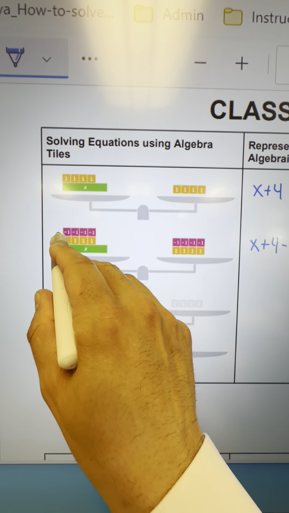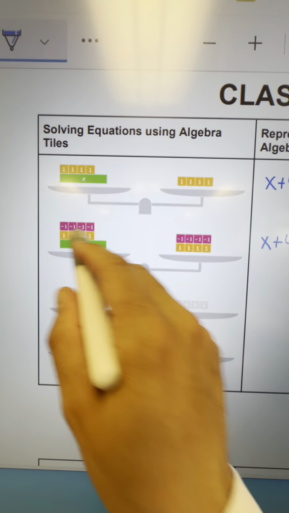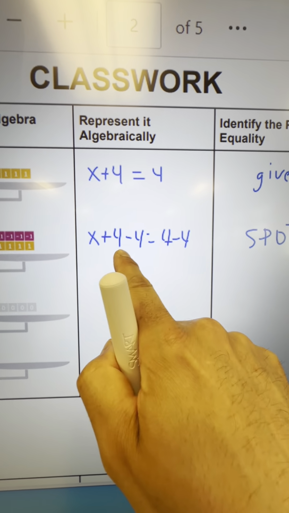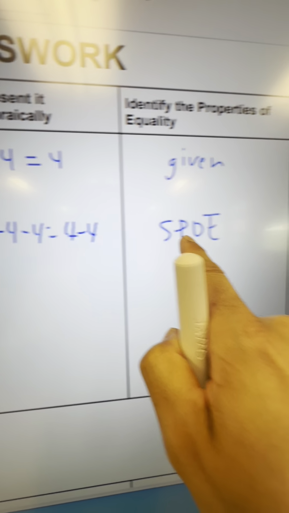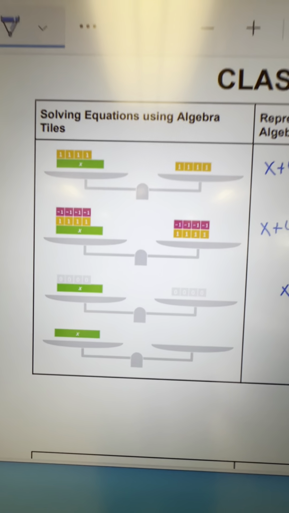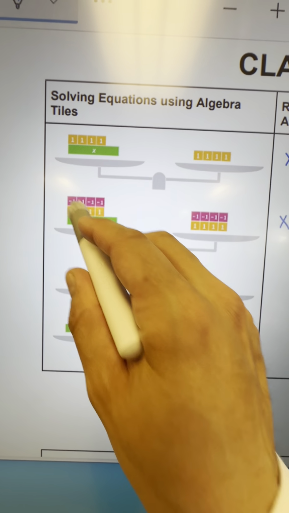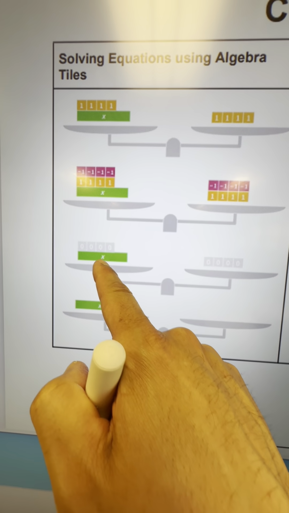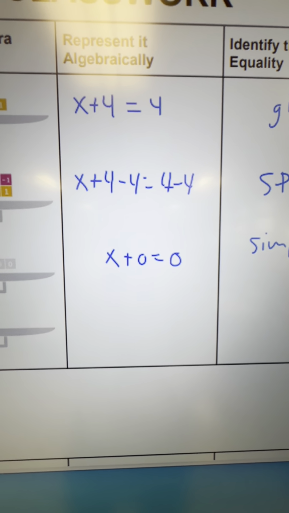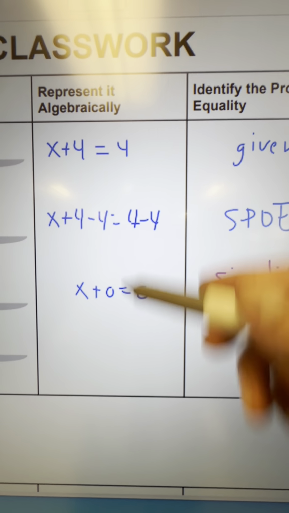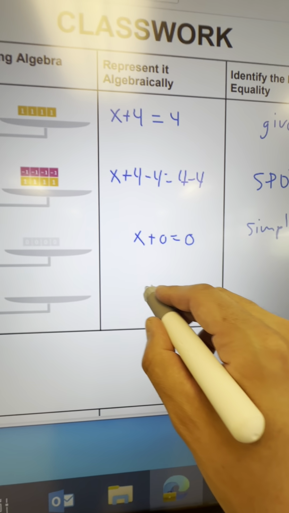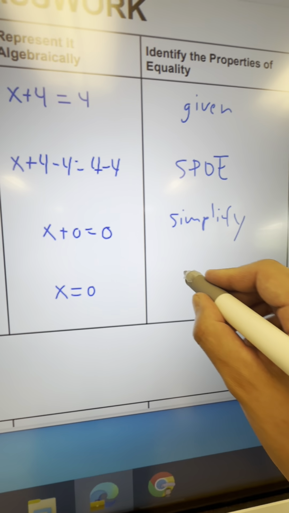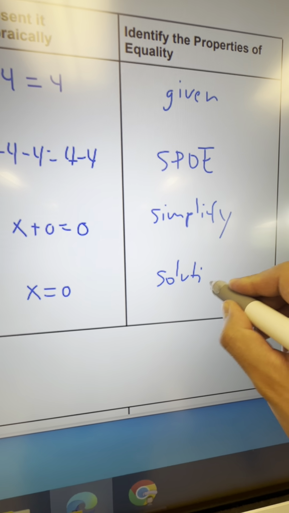Here we can see we have 4 negatives here and 4 negatives here, so they take away 4 on both sides. Algebraically, I subtracted 4 on the left side and subtracted 4 on the right side. This is subtraction property of equality. Next, we combine all the 0 pairs together, so we have 4 0 pairs here and here. We're left with x plus 0 equals 0. This is called simplifying by combining the 0 pairs. And in the last step, we're just left with x equal to 0. This is our solution.